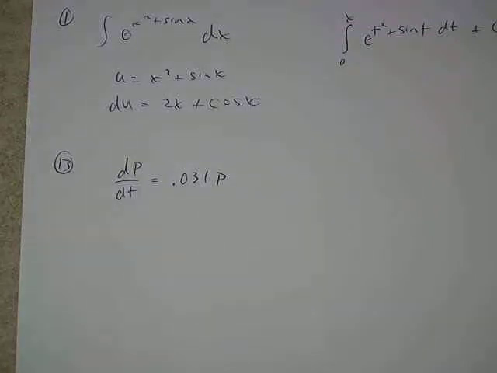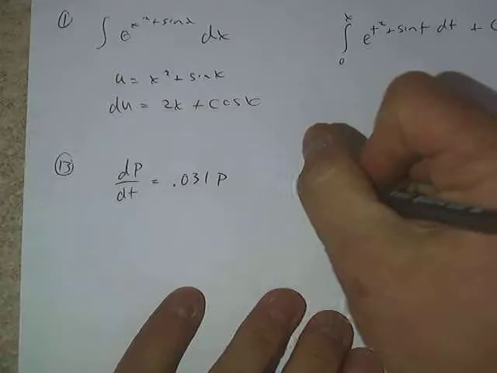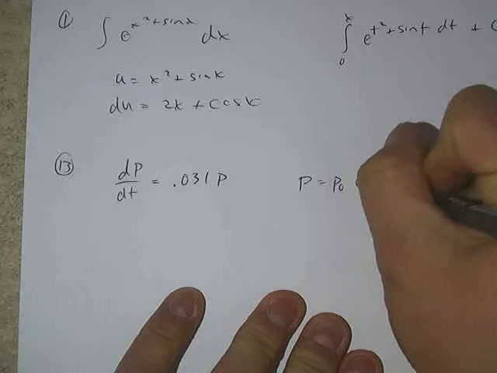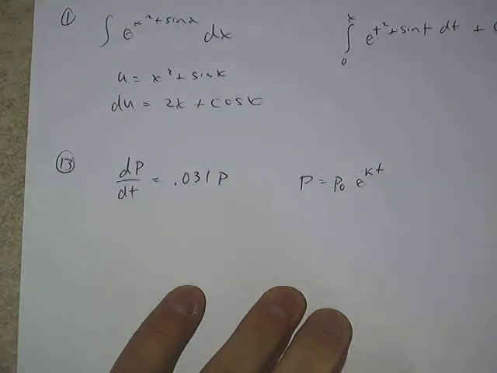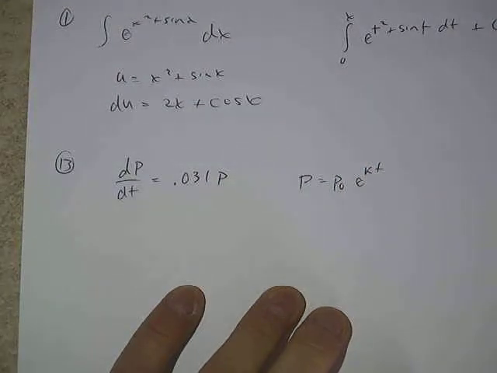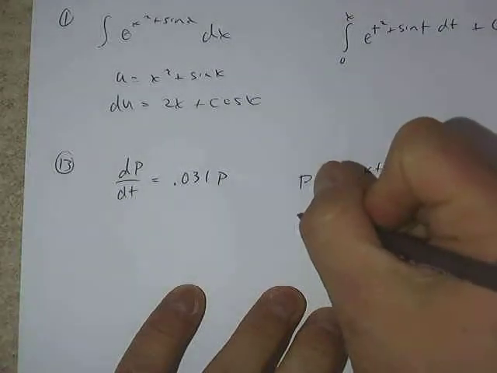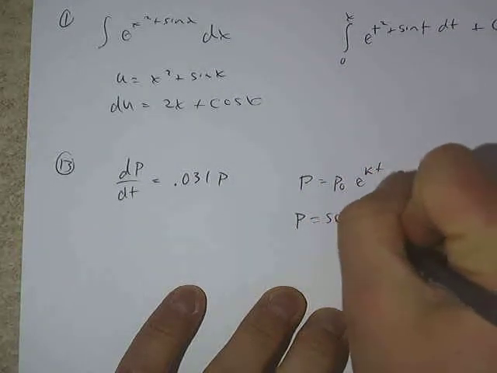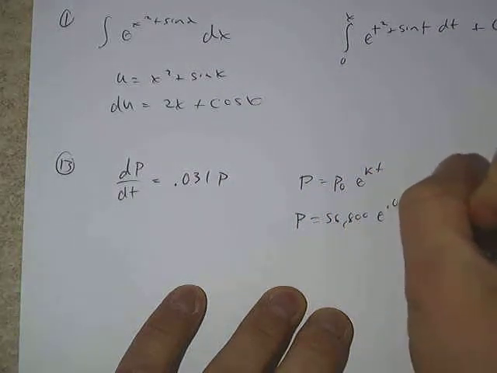Number 8. 8 wasn't on the list. Didn't do 1 through 7. Oh, 13. On 13, the relative growth rate of the population of Brockton is 0.031. Its current population, p sub 0, is 56,800, and we want to write a differential equation for the population. If I were you, just for argument's sake, I'd put a star by this problem.